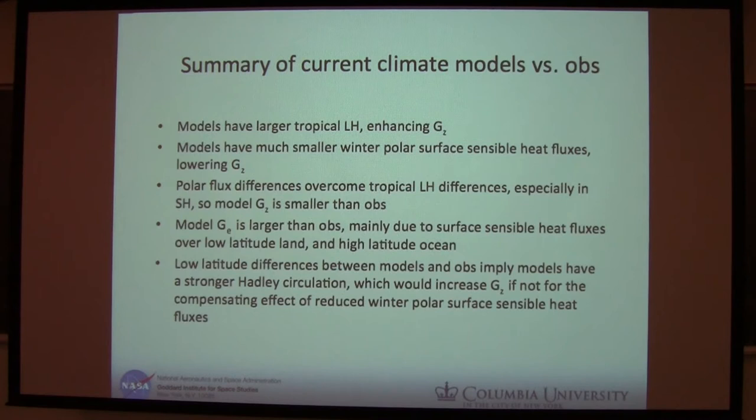Model GE tends to be larger than observed, mainly due to surface sensible heat fluxes over low latitude land and high latitude ocean. And the low latitude differences between the models and the observations imply that the models have a stronger Hadley circulation, which would increase GZ, if not for the compensating effect of the reduced winter polar surface sensible heat fluxes.